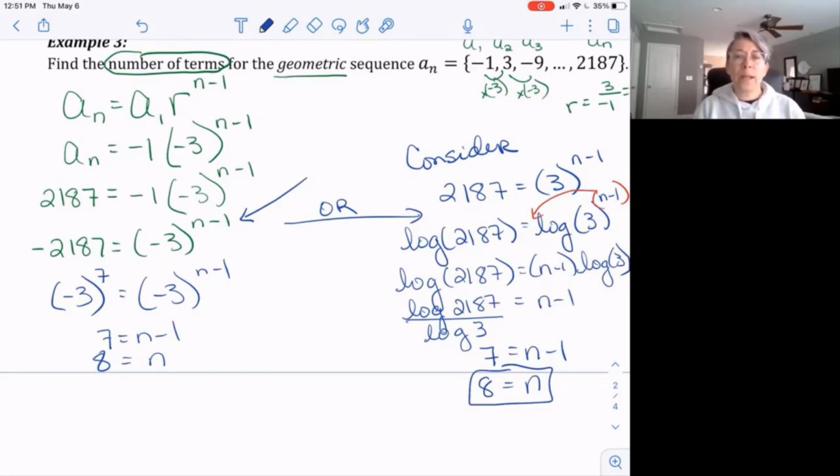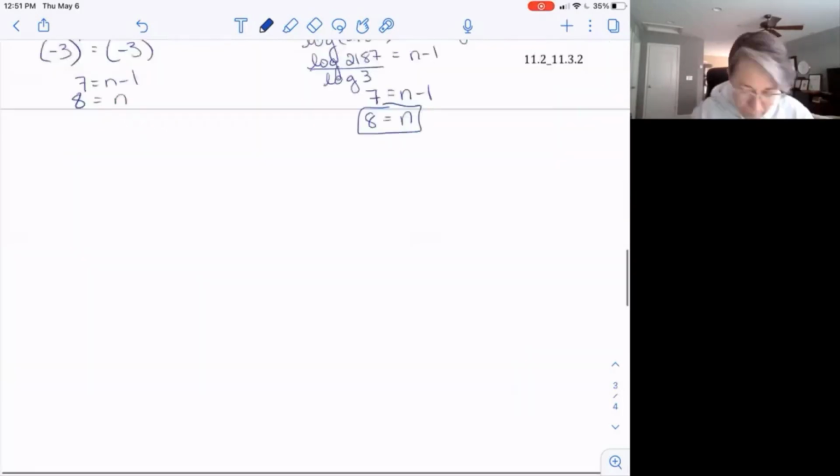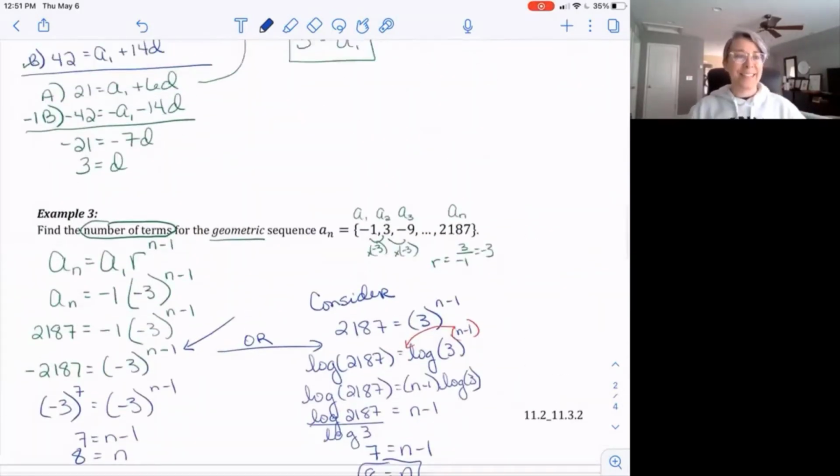So we're just wanting to know which term it is. And either way, we found that term to be 8. Okay, so if the logarithm part throws you off, don't worry about it. You do the like bases method on the left. And that is it. That is it.